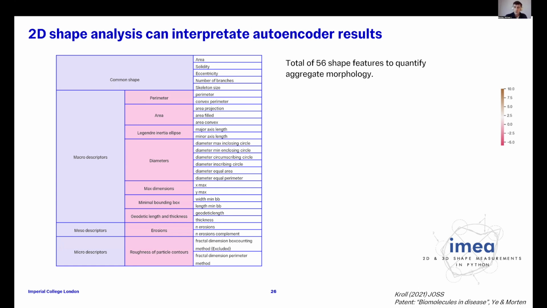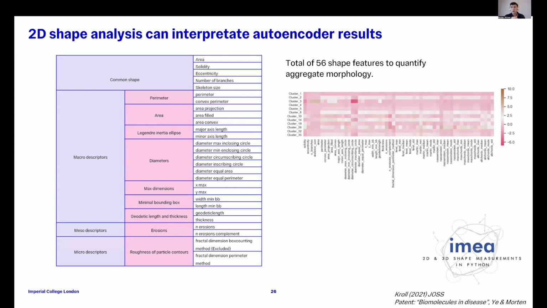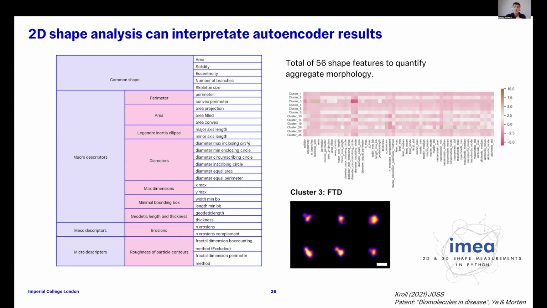What this allows us to do is measure the different aggregate clusters, and we can see that cluster 3, for example, which is associated with FTD, has very high scores when it comes to the number of branches in its skeleton.